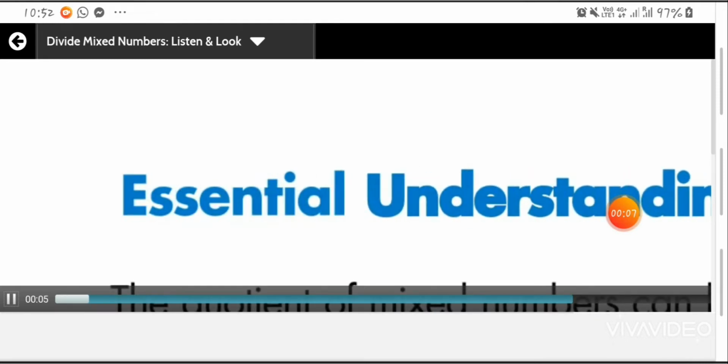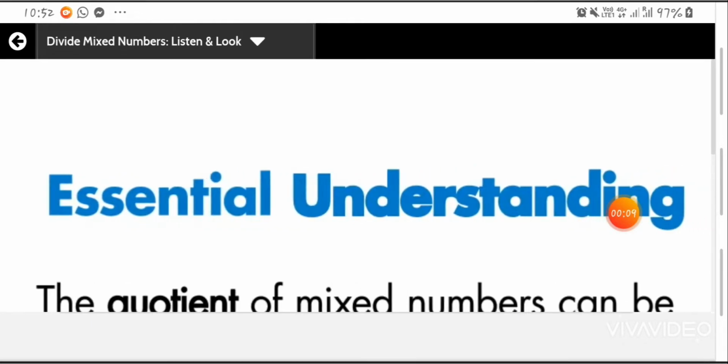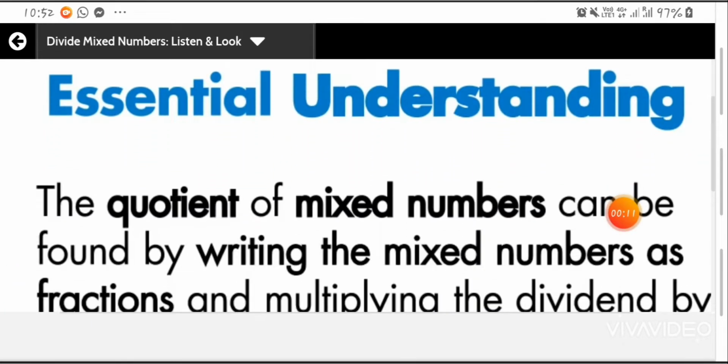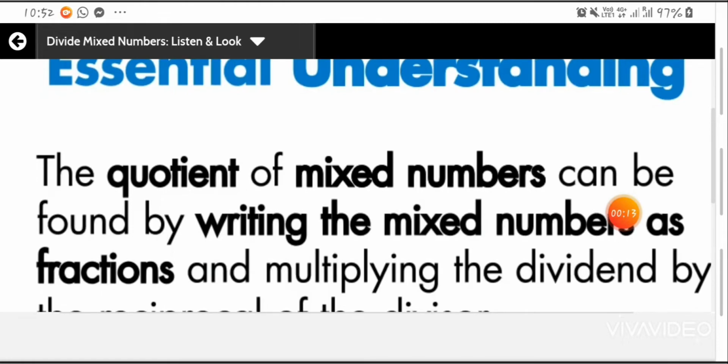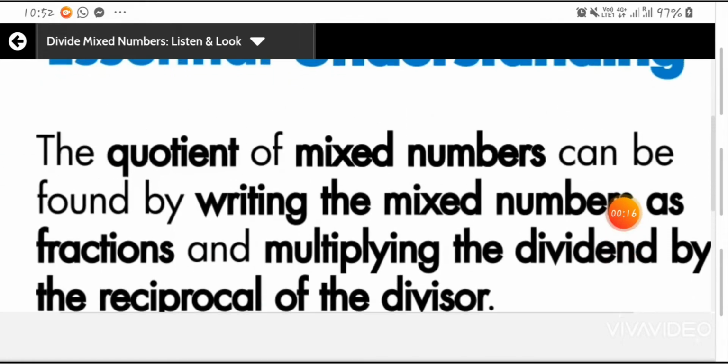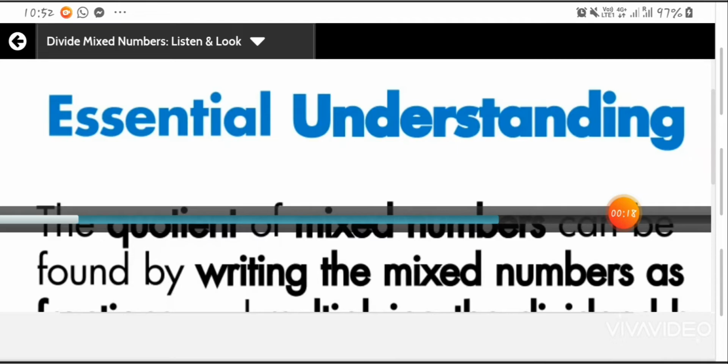The essential understanding for this lesson is: the quotient of mixed numbers can be found by writing the mixed numbers as fractions and multiplying the dividend by the reciprocal of the divisor.